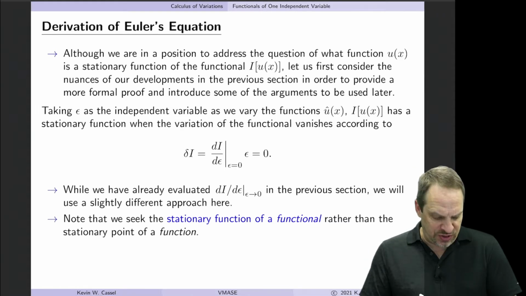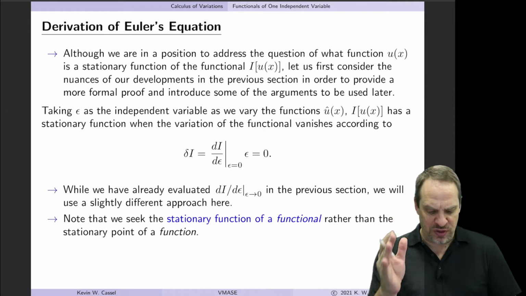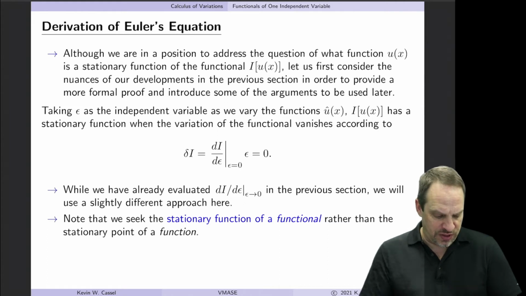So we're going to take epsilon here as the independent variable as we go from one function to another. So remember, we're looking for u of x. We have this u hat of x, which is close by. So as we move from one to the other, the epsilon will be our independent variable. And so we're looking for that u of x for which I, the functional of u of x, has a stationary function such that the variation of the functional goes to 0.